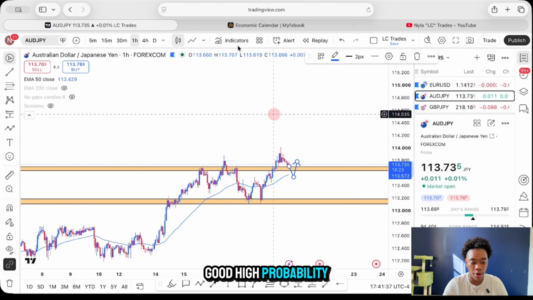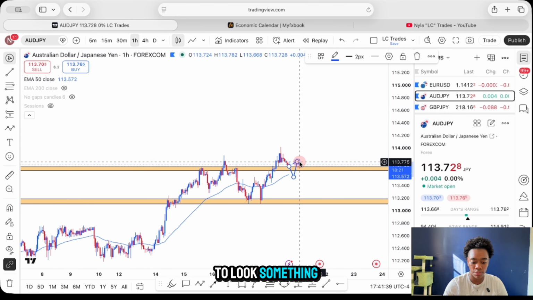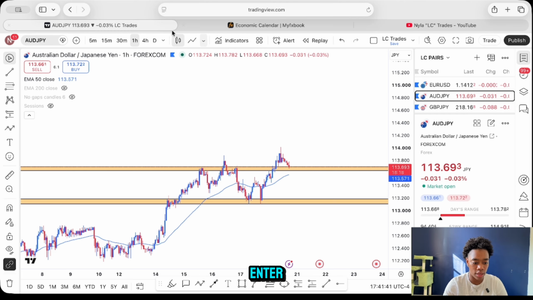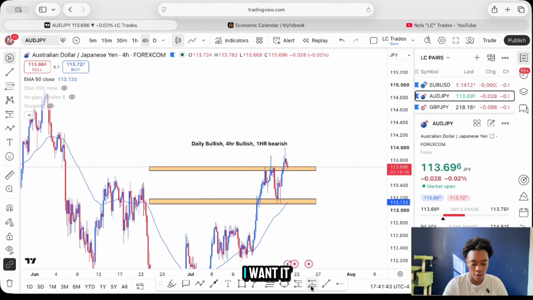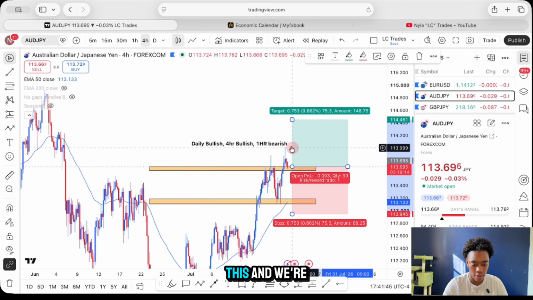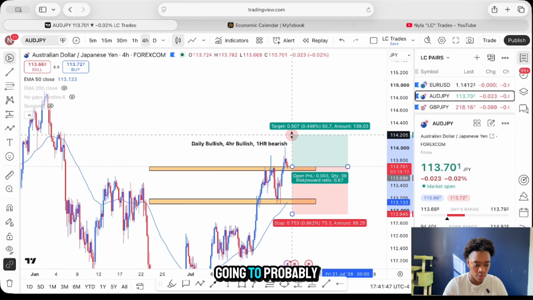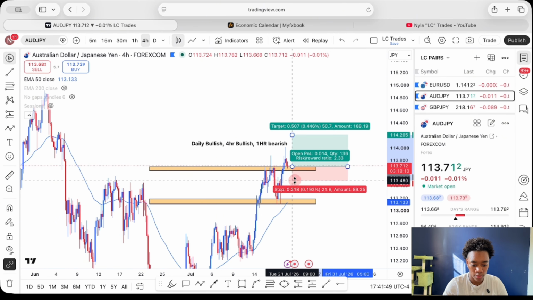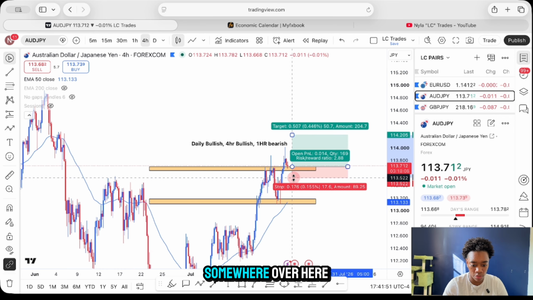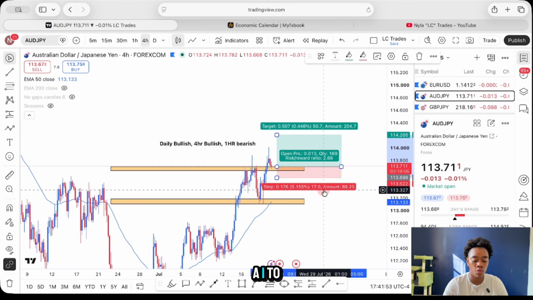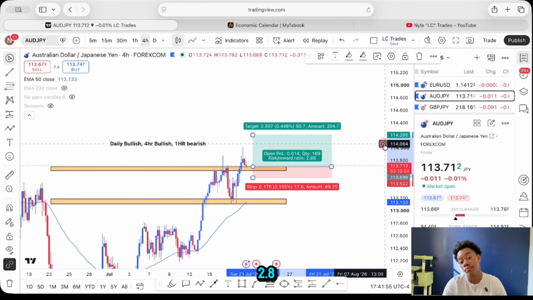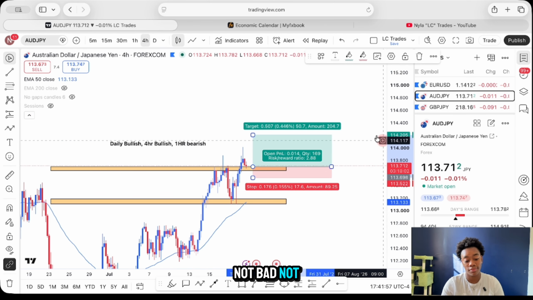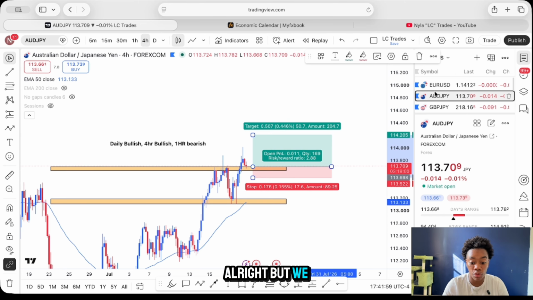A very good high probability setup. I want it to look something like this. If I am to enter, I want it to look like this. And we're going to probably take profit right there. Stop loss is probably going to be somewhere over here. And that'll be a 1 to 2.8. Not bad. Not bad. All right, but we will see.